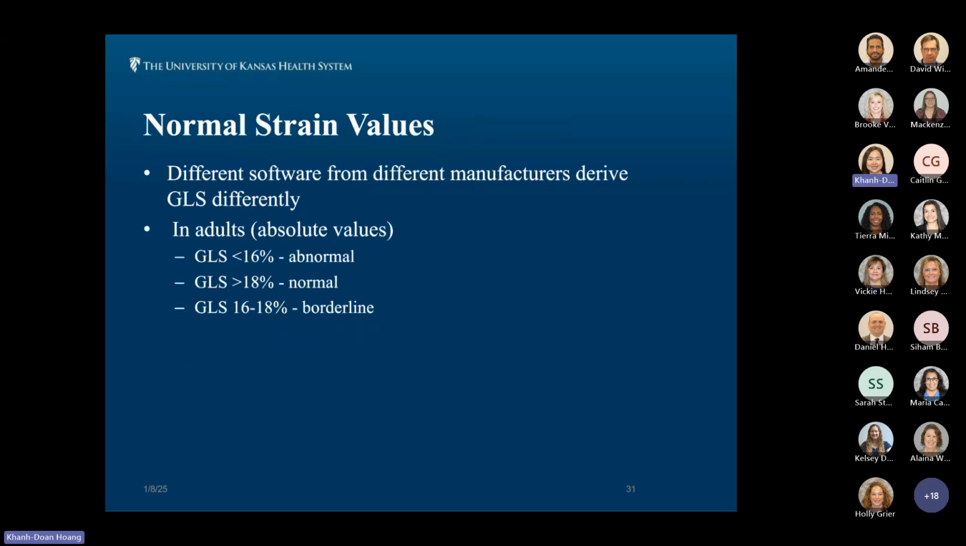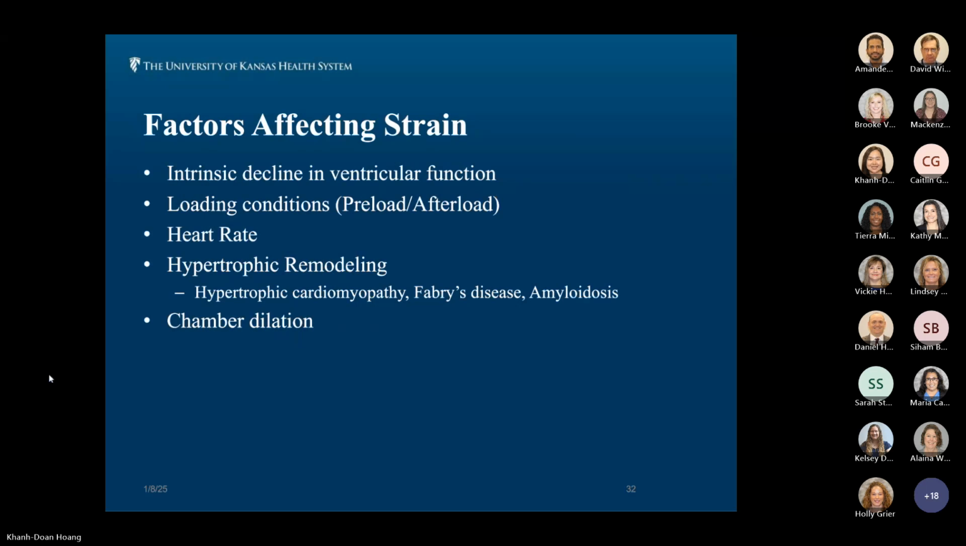And different software from different vendors are going to derive your global longitudinal strain differently. So in general, the consensus is absolute values of global longitudinal strain of greater than 18 is normal, and the more abnormal the strain values, the worse the clinical outcomes. And when we think of abnormal values of strain, we often think of decline in your ventricular function. But there's also other factors too, like preload, afterload, and heart rate that can affect our values. And so that's why it's always a good idea, especially if we have strain imaging, to record your blood pressure and your heart rate.